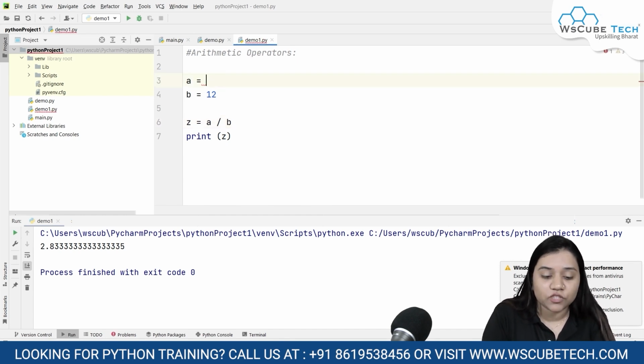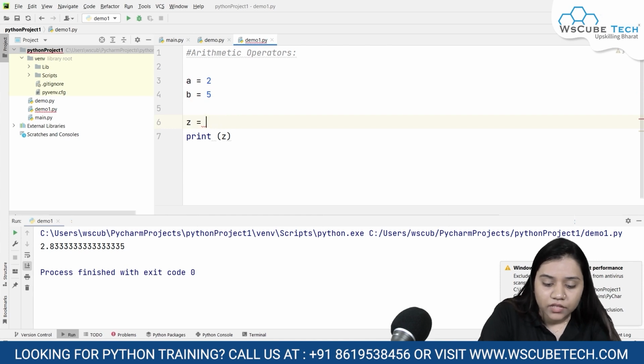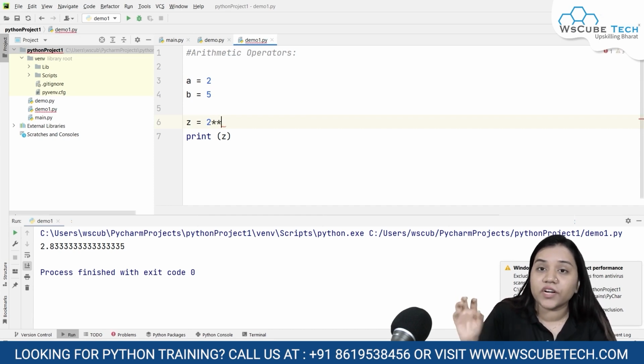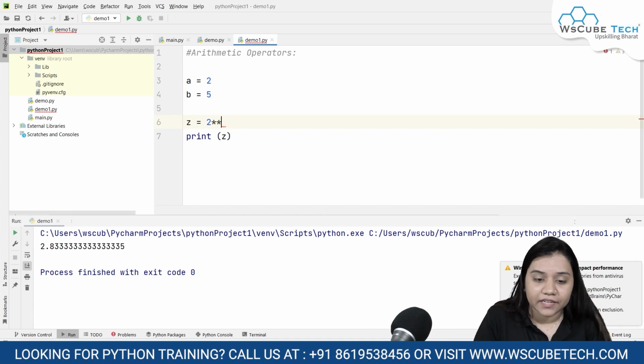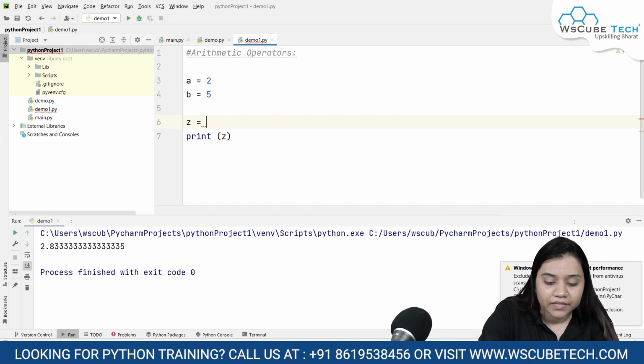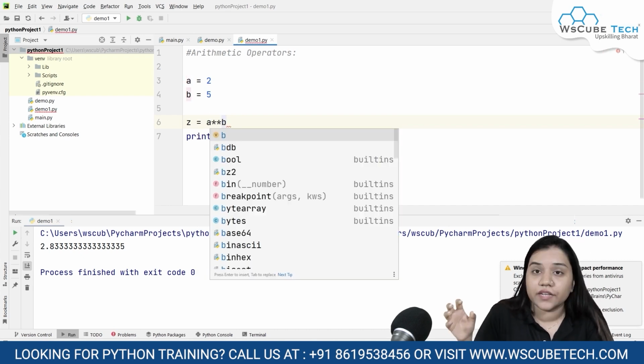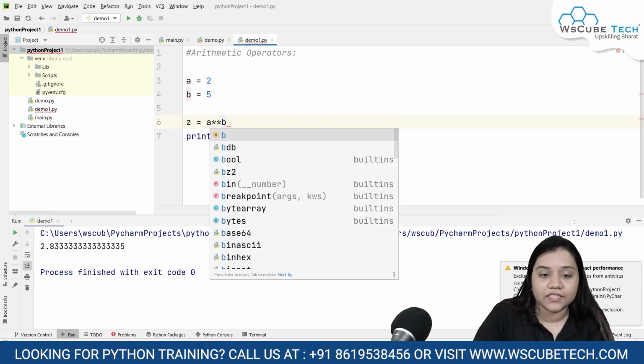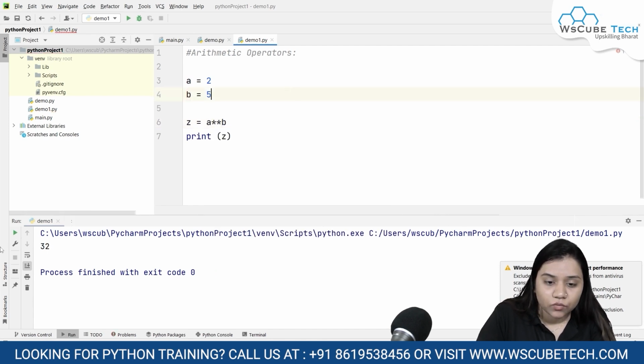So I'm considering a case where a is equal to 2 and b is equal to 5. So what I need to do is write 2 raised to the power 5. For the exponent symbol, all we need to do is put 2 asterisk symbols, that is, 2 star signs, and whatever number I want as the power, I'll write that. So 2 power 5. Now we will consider the case of variables, that is a star star b. Let's run and see what happens. It gives me 32, that is, 2 raised to the power 5 is 32.